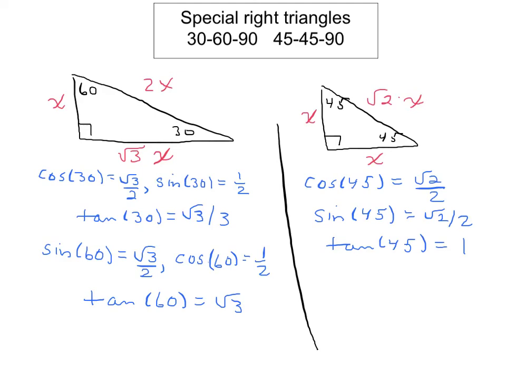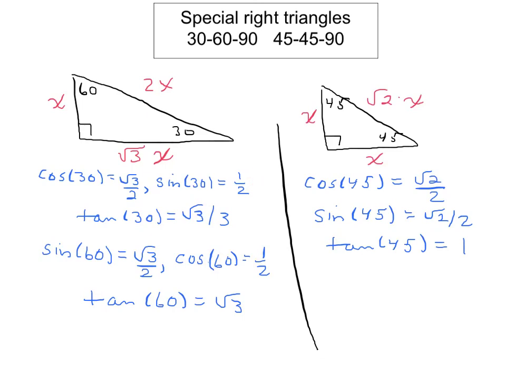Alright, so I've filled in all this information. Remember SohCah Toa. So cosine of 30 is adjacent over hypotenuse, which simplifies to square root of 3 over 2. Sine of 30 is opposite over hypotenuse, which simplifies to a half. Tan of 30 is sine over cosine, which will simplify to square root of 3 over 3. And then sine and cosine and tan of 60 degrees is exactly the same thing, just different relationships. But notice that the sine of 60 is the same as the cosine of 30, and the cosine of 60 is the same as the sine of 30.